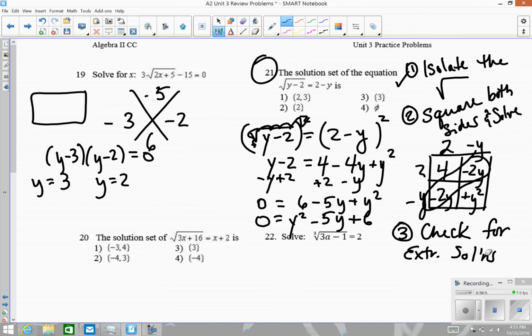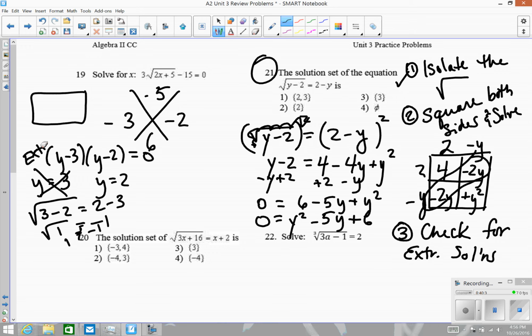So I'm plugging back, first of all, I'm going to check the 3, plugging a 3 back into my original equation, number 21. And when I do that, this is my check over here. I've got 3 minus 2 equaling 2 minus 3. Square root of 1 equals negative 1. Square root of 1 is 1. That does not equal negative 1. That means that my 3 solution is extraneous.